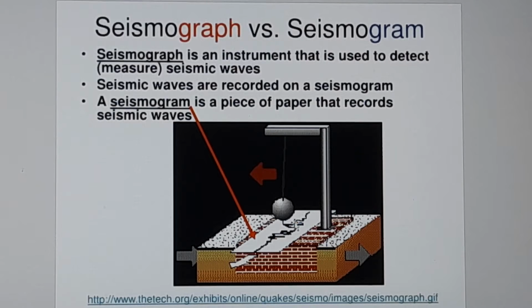When an earthquake occurs at a particular place, then this automatically gives a record. You can see here that this is placed on a drum. The drum keeps moving and automatically on this paper the seismic waves are recorded.